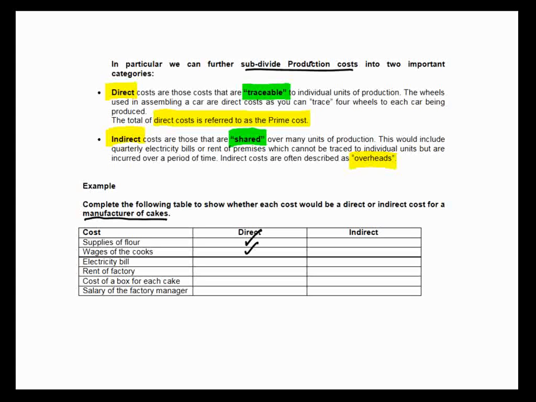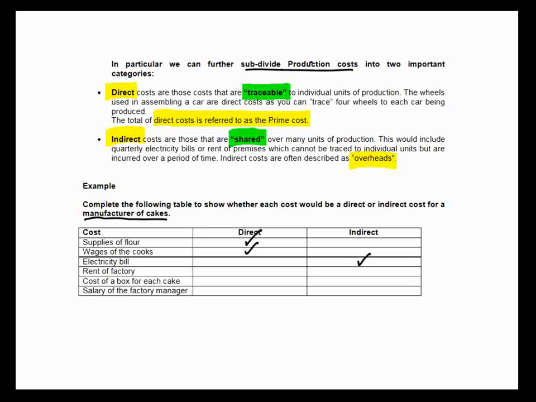We've then got an electricity bill. Now, typically you get electricity bills for 3 months at a time, a quarter. Could you trace a 3-month electricity bill to one cake that you've made? Well, no, I don't think you can. I think the electricity bill would be a shared cost over all the cakes produced in that period.